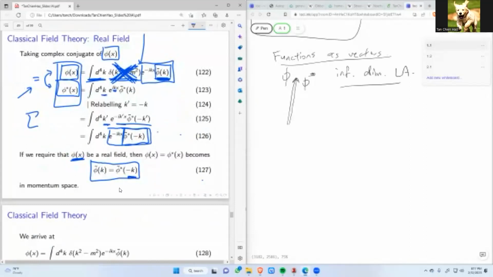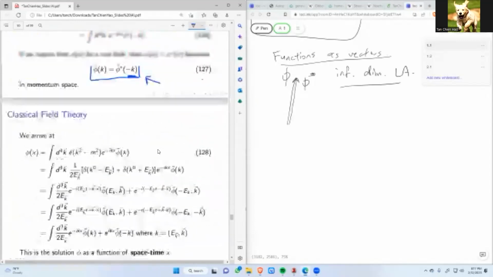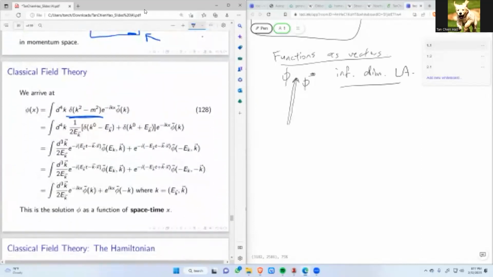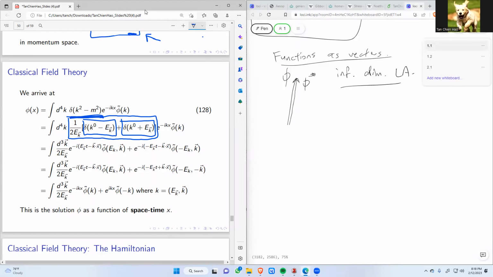So we know that if we want phi of x to be a real field, then this is a condition, and this will become useful later. Okay, so going back to what we were doing just now, we wanted to insert the Dirac delta of this thing into the Fourier expansion for the real field phi, and after that we substituted it for this expression. Now what is nice about this is that we have k naught in terms of k naught minus some quantity. So the integral essentially now splits into two, one piece being this one and one piece being this one.